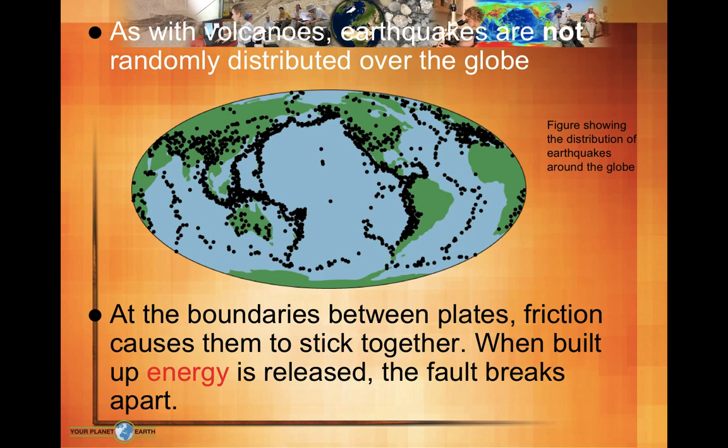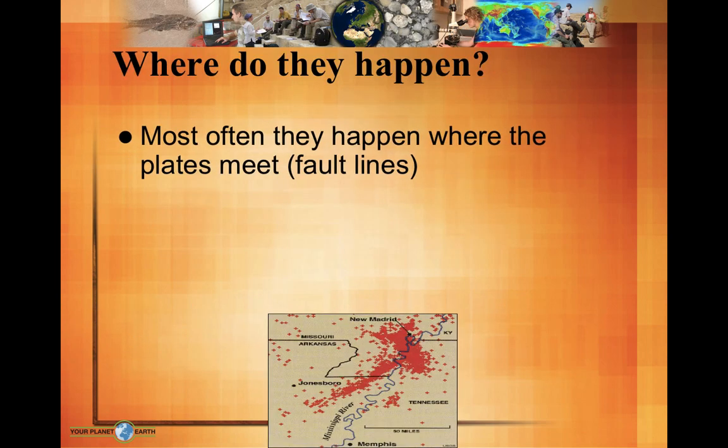But they continue to move, so the energy continues to build up, and then as the energy is released, that's the fault breaking. So faults can only withstand so much pressure, and then they break. When they break, they release a ton of energy. So where do they happen? Most often they happen where plates meet, at fault lines, or we call them tectonic boundaries, plate boundaries, things like that.